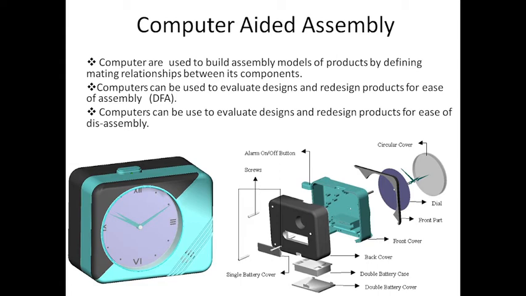For example, you can have computer aided assembly. Computers can be used to build assembled models or assembly models of products by defining mating relationships. You can use systems to design and redesign products for ease of assembly. We also sometimes call this design for assembly, or they can be used to evaluate designs and redesign products for ease of disassembly. Assembly as well as disassembly are both very important for any product to be designed.